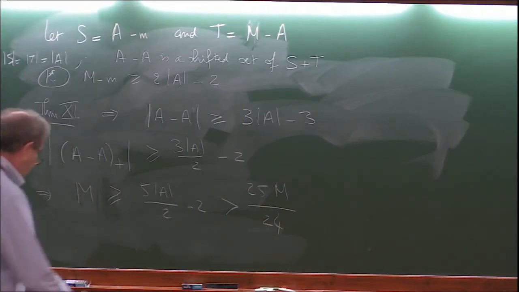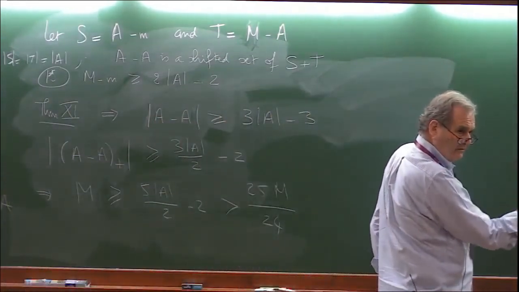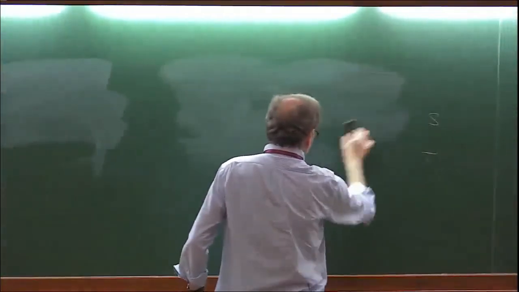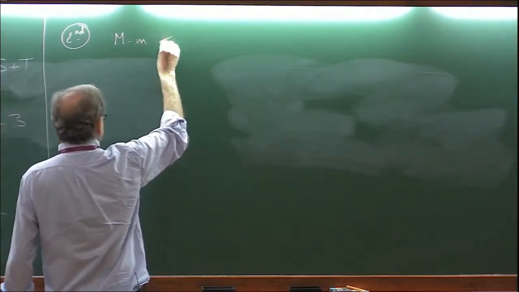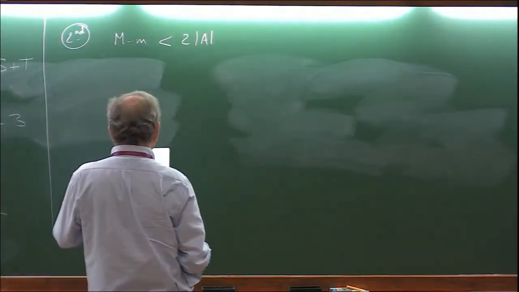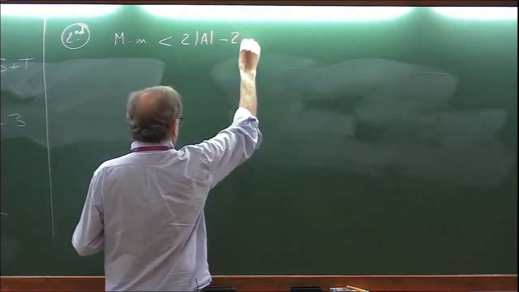Maybe I don't erase it right now because it will be a bit complicated. I erase this. You have the picture that essentially SNT are really good people for using Freiman's theorem. So, okay, second case, you don't have that many cases here. The second case is that M minus m is at most 2a minus 2, or is less than 2a minus 2.